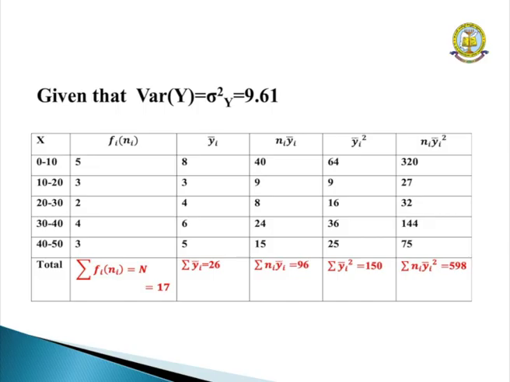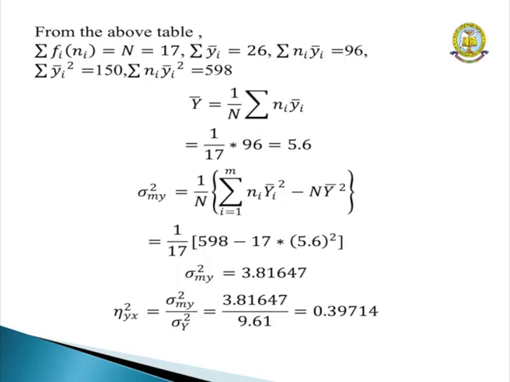Finally, we go for the last column. What is that? n i into y bar i square. We already have the y bar i square values and n. What is the n value? 5. 5 into 64 is 320. 3 into 9 is 27. 2 into 16 is 32, and similarly 3 into 25 is equal to 75. We add these totals, 320 up to 75, and it becomes 598. So making use of this table, we got all the values.